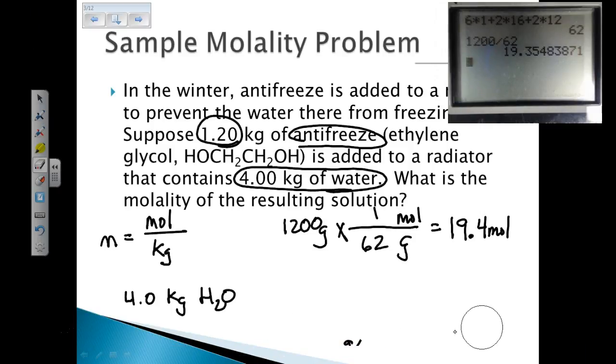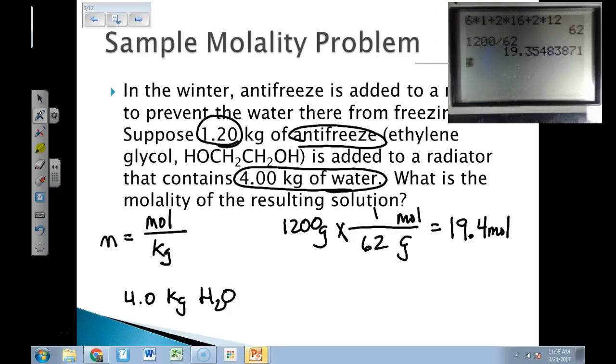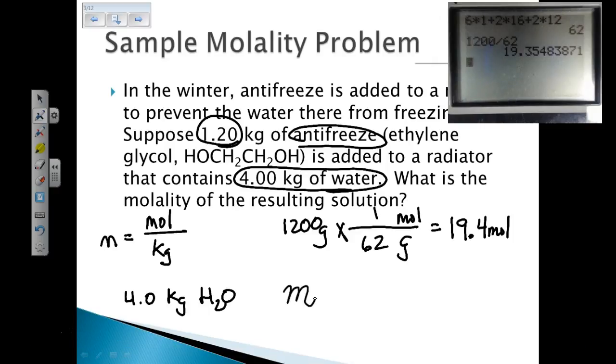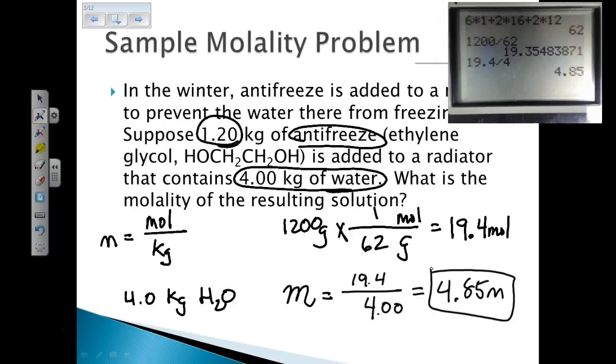Now that we have it written down, we can go here. We do moles of solute, so the molality, I'll do a funny M, equals moles, which is 19.4, divided by 4 kilograms of water, and 19.4 divided by 4 equals about 4.85 molal. The unit can just be a regular M. So that is the molality.